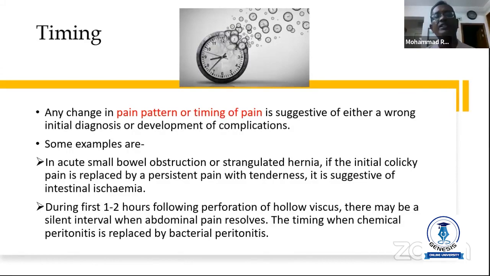And 1 to 2 hours after perforation, the patient has no pain at all. After that, the patient will regain the pain. Initially, in perforation of a gas-containing hollow viscus, the patient may present with chemical peritonitis, and eventually chemical peritonitis will be replaced by bacterial peritonitis, which will be diffuse pain.